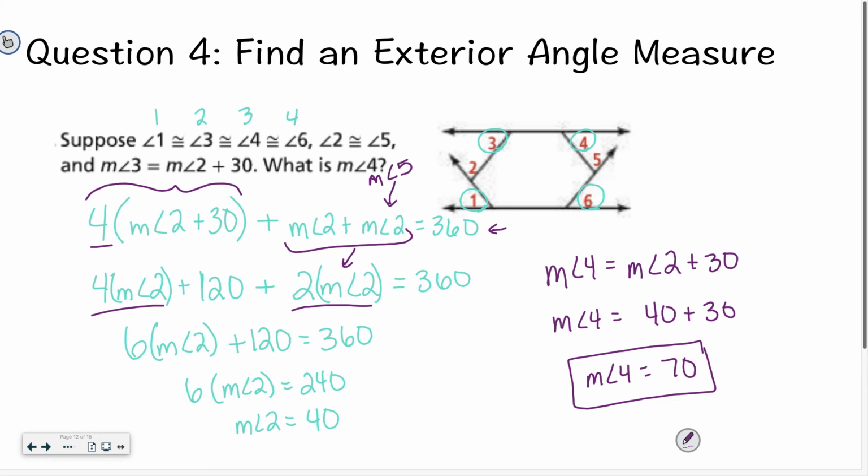That's great if you got that far, but that's not the final answer. So hopefully you realize that it was asking what is the measure of angle 4. So I have to plug this information in for the measure of angle 4. I know the measure of angle 4 equals the measure of angle 2 plus 30. Measure of angle 2 is 40, so I have 40 plus 30, or the measure of angle 4 equals 70.